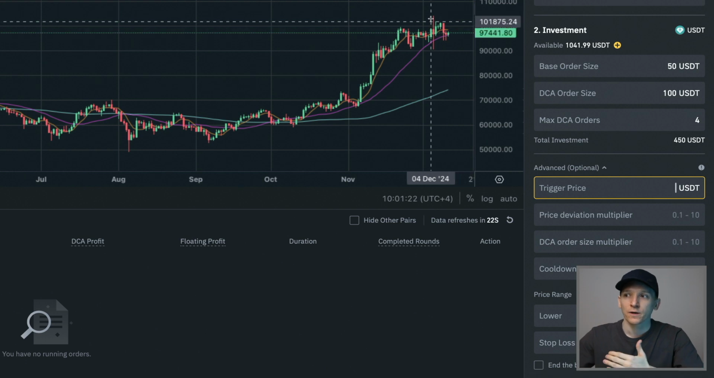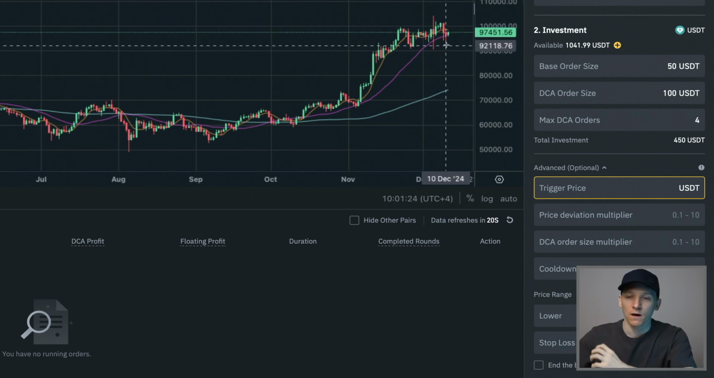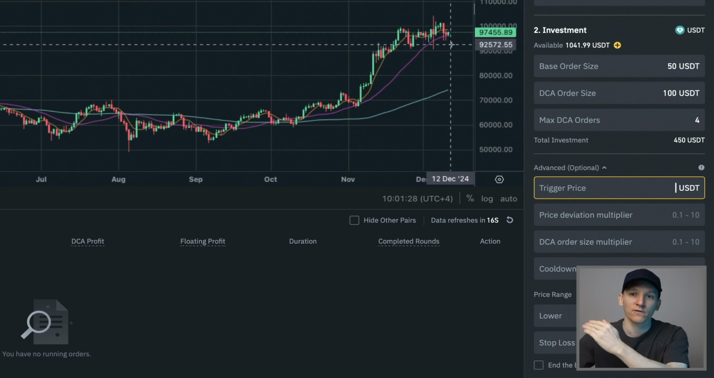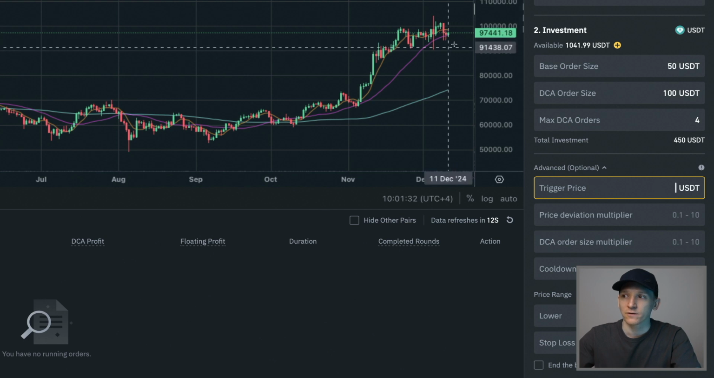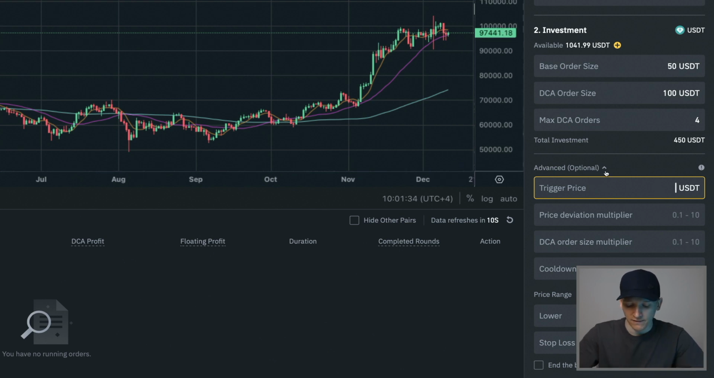So if you think, you know what, we've topped out a little bit, we're actually going to come and dip a little bit, maybe 10, 20% dip or something, you don't want to trade right now because it's too high. You only want to wait for that if it comes. So if you want to put that trigger price in, you can do. Current price is 97,000. So let's say if the price gets to 93,000, then I can actually start the order.